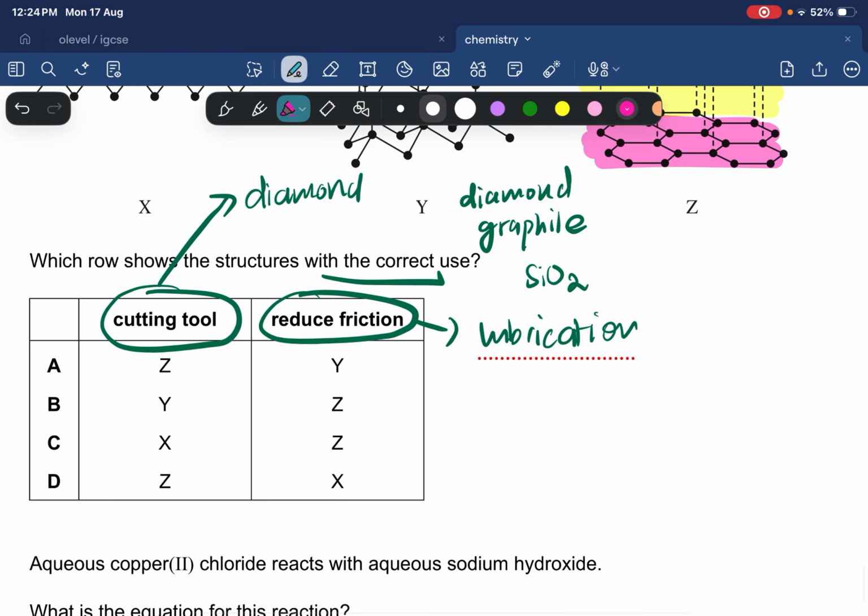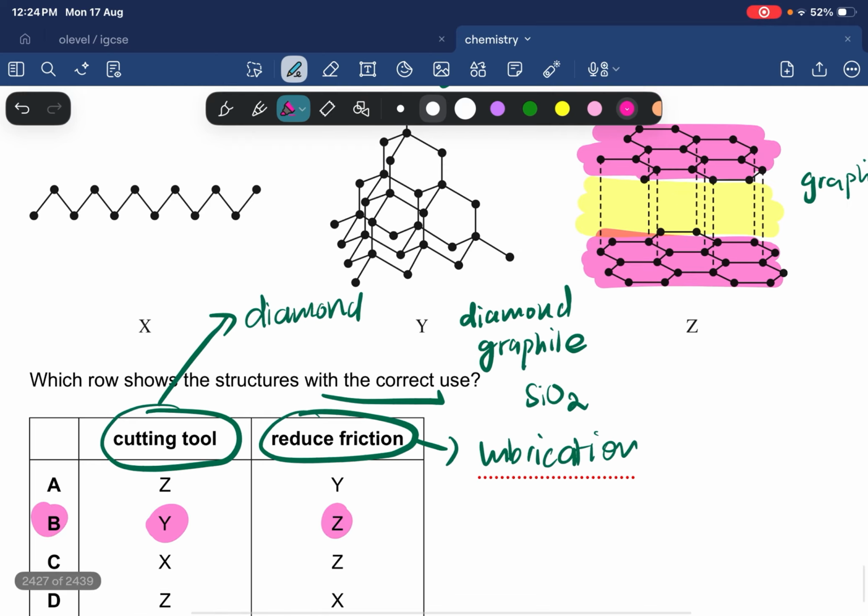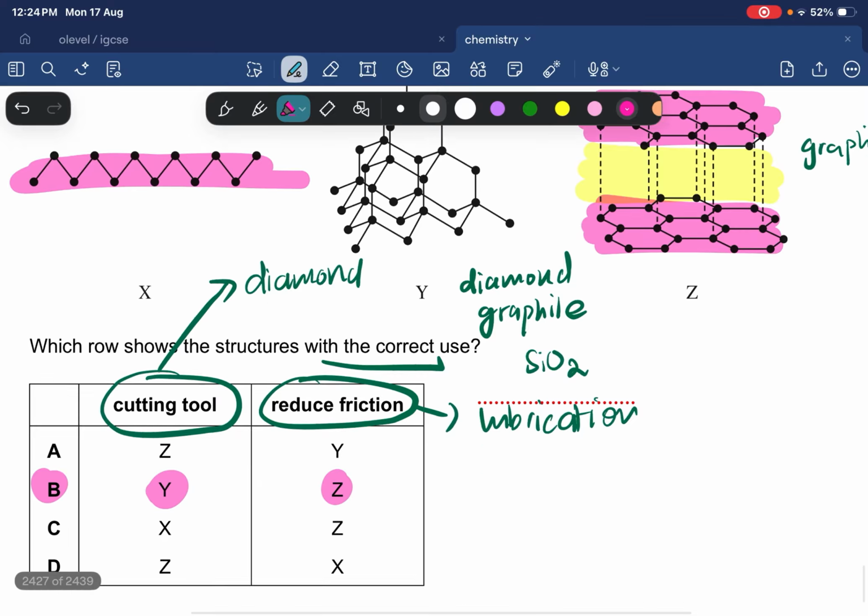So cutting tools is going to be Y, that's diamond. And reduces friction is going to be Z, that's going to be graphite. And this X was a polymer.